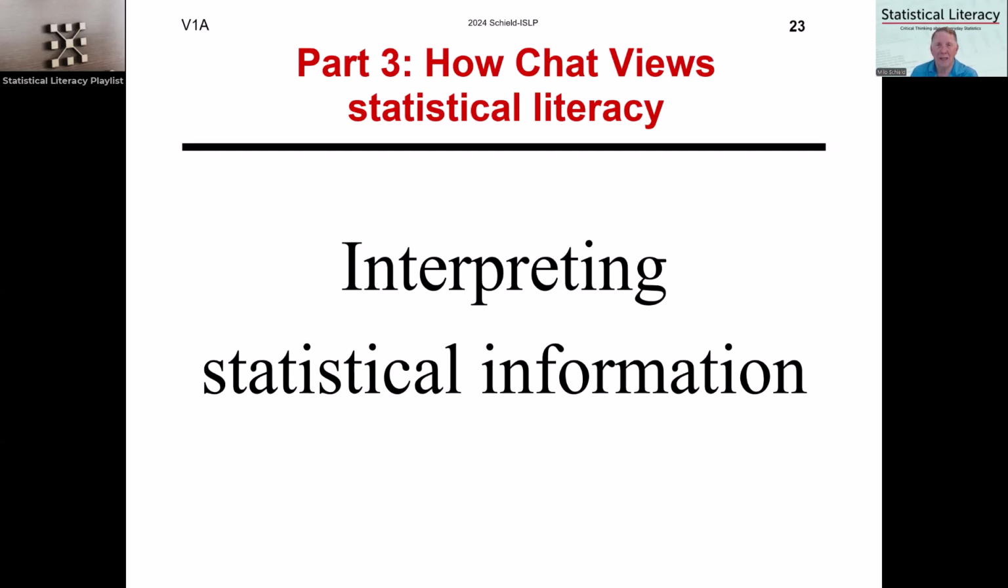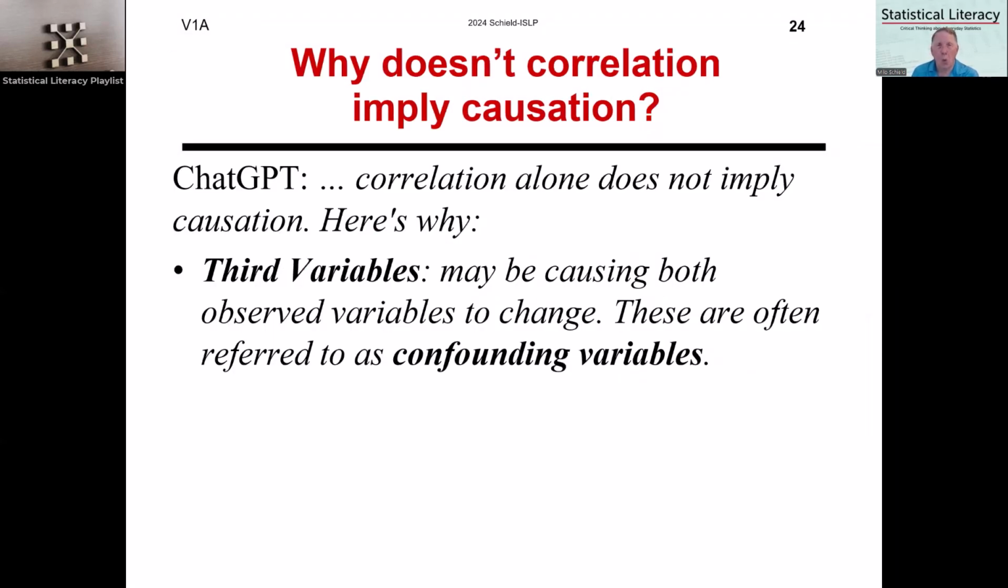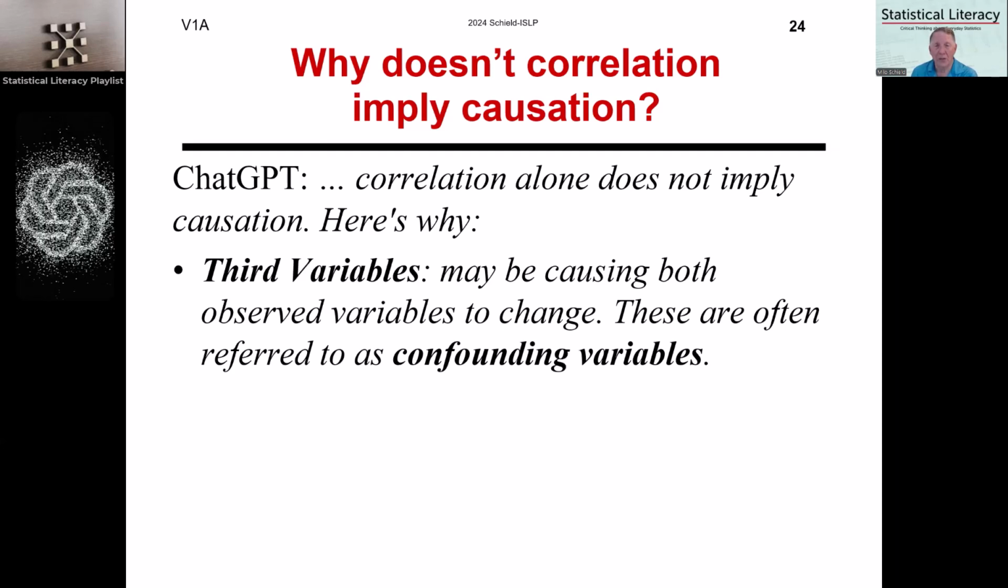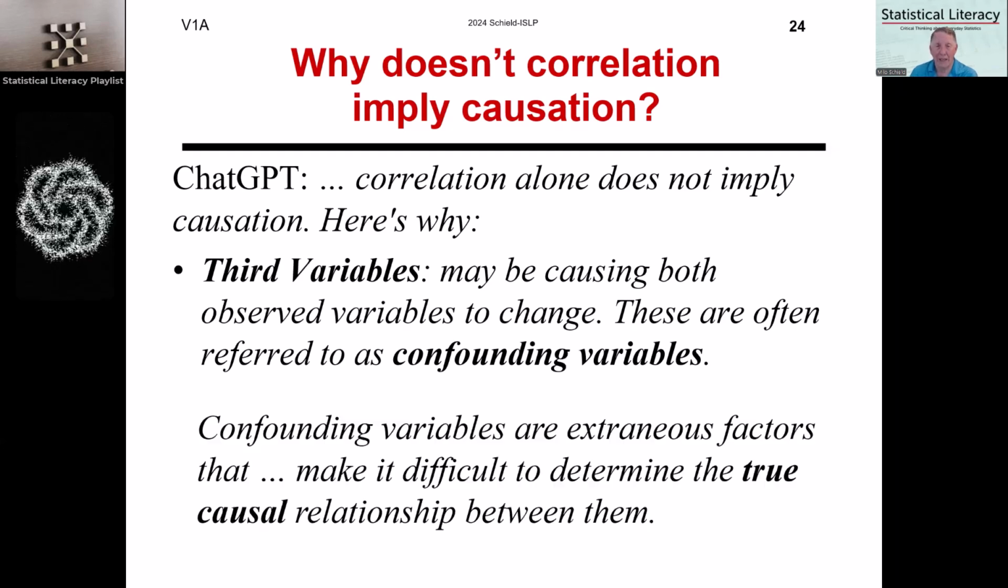So I asked Chat, why doesn't correlation imply causation? Chat said, here's why. It gave a list of reasons. I've only copied the first one. Third, variables may be causing both the independent and dependent variable to change. These are often referred to as confounding variables, confounders. And these extraneous factors make it difficult to determine the true causal relationship between the independent and dependent variable.